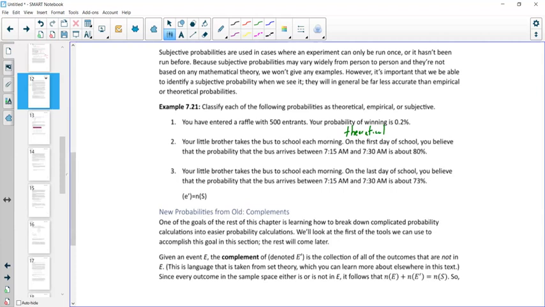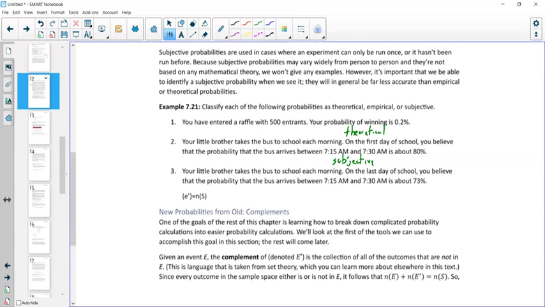Your little brother takes the bus to school each morning on the first day of school. You believe the probability that the bus arrives between 7:15 and 7:30 is about 80%. That's subjective. It's the first day of school, so it hasn't happened yet, so we have nothing to rely on.